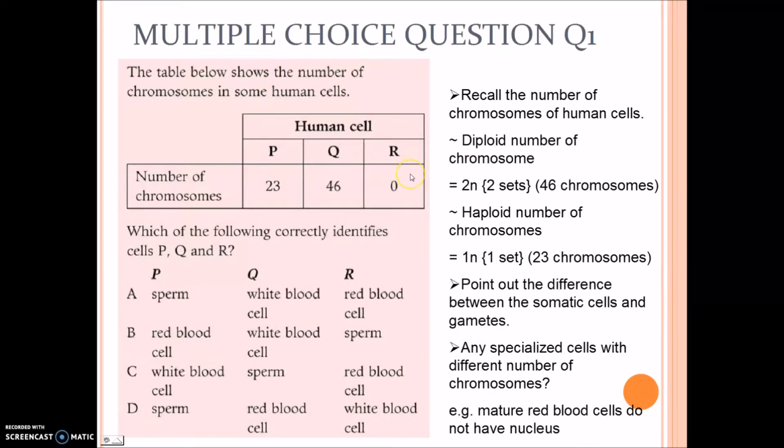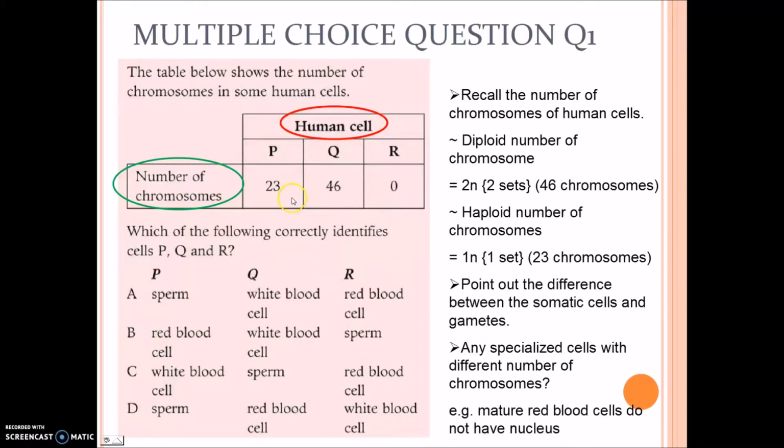So let's start with the MC questions. MC question 1 is about the number of chromosomes in a human cell. So you may ask, oh, Mr. Leung, do we need to memorize the chromosome numbers of all organisms? For example, the mosquito, the cat, the dog, the chimpanzee, something like that. Do we need to memorize the chromosome numbers of these organisms?